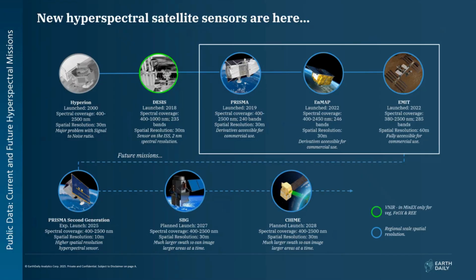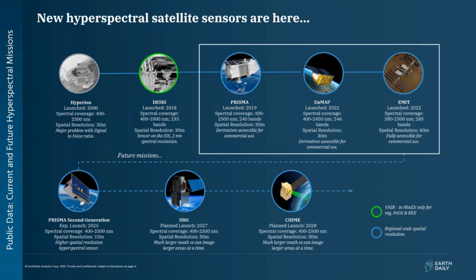Along the top, you can see two on the top left. Hyperion was launched in 2000 and was way ahead of its time, theoretically, but the issue is that it had such bad signal to noise, such noisy imagery, that it was really challenging to interpret the data, and so it essentially became pretty non-usable. And then we moved to DESIS, which is on the International Space Station, but that's not publicly available. It's only really for research purposes and something that we can't access commercially.